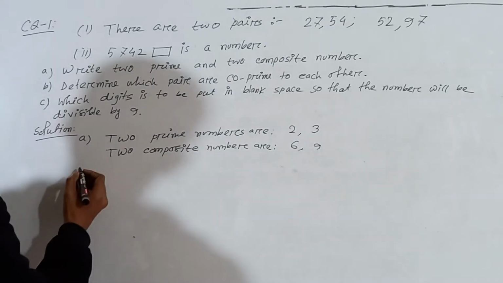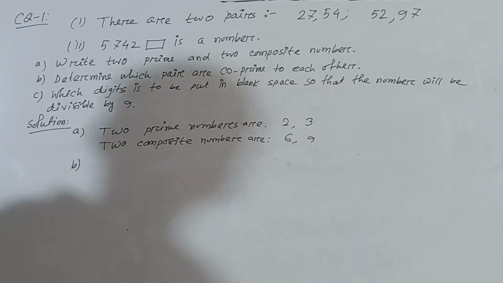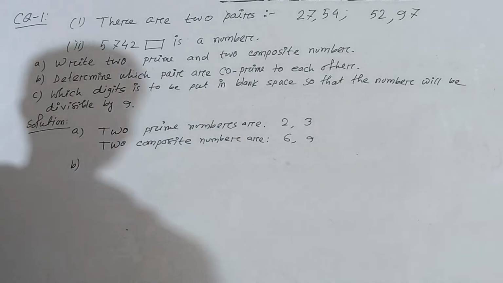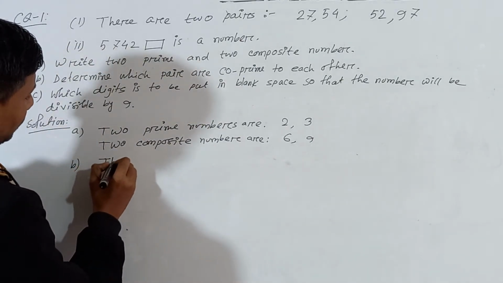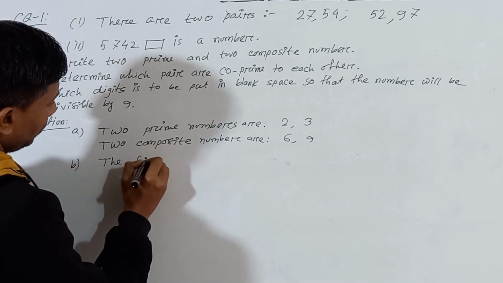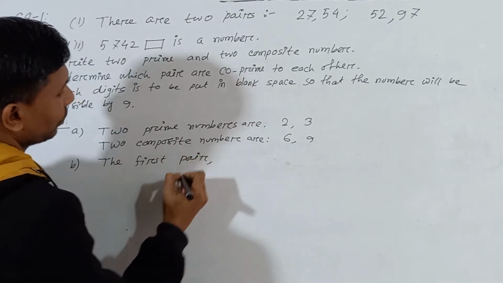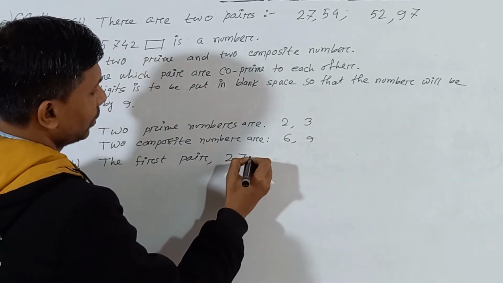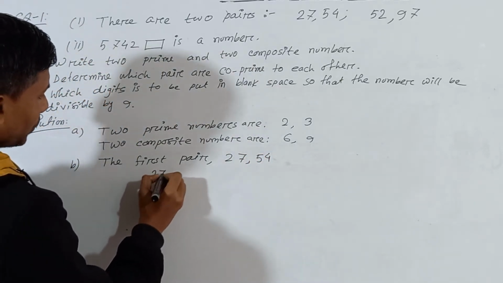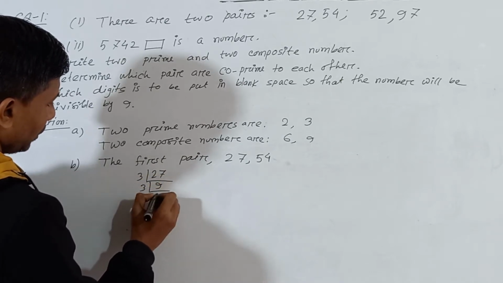Now, B number question. Determine which pair are co-prime to each other. Which pair are co-prime to each other? You see, write at first. The first pair, 27 and 54. We can break it like this way: 27, 3 9s are 27, then 3 3s are 9.